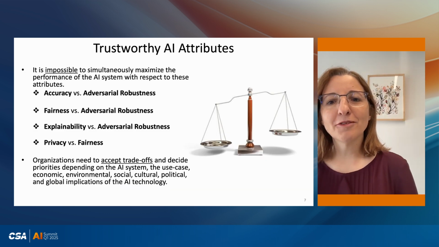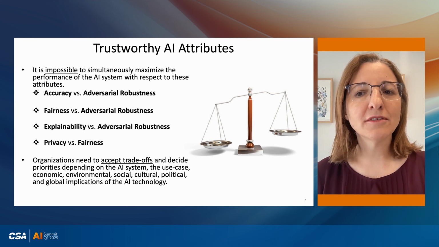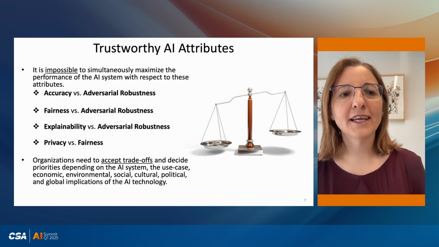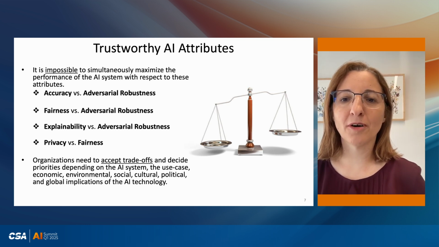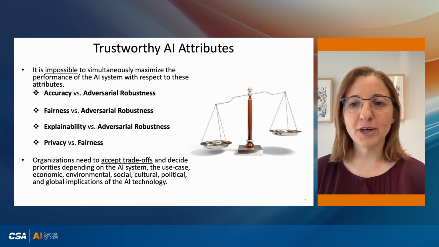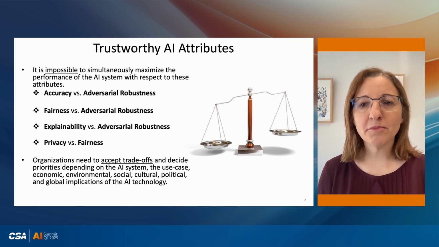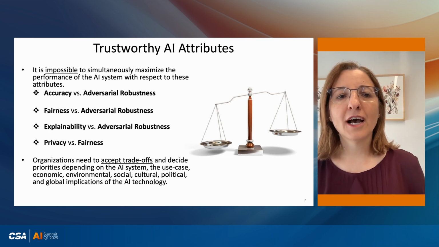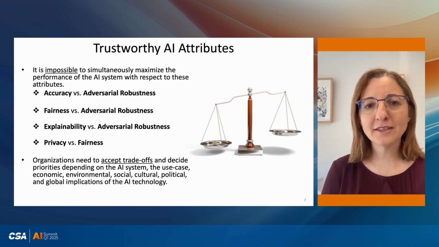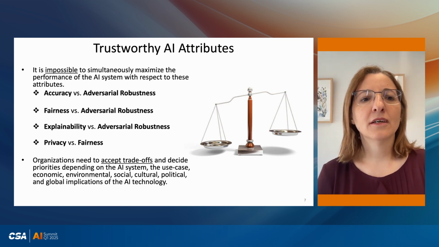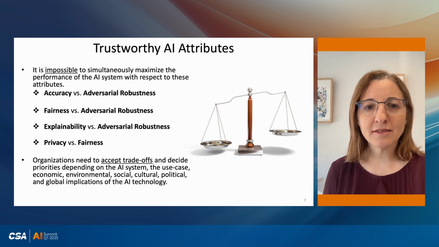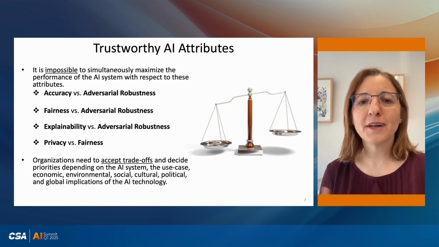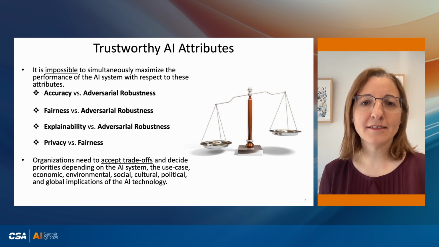As it turns out, it is impossible to simultaneously maximize the performance of the AI system with respect to all these 7 attributes from the AI risk management framework. There are well-known trade-offs from the academic literature between accuracy and robustness, between fairness and robustness, or between explainability and robustness. So organizations need to understand and accept these trade-offs and prioritize the desired attributes according to the context where the AI system is used.